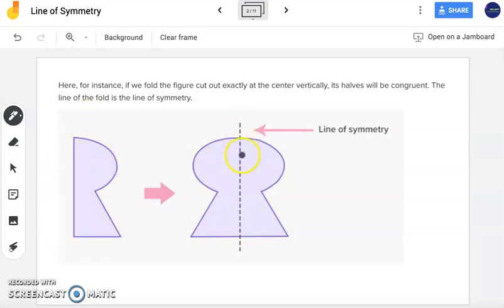So if you were to fold on this line, and let's say this is my figure and I actually folded on this dotted line, you're going to find that both pieces go directly on top of each other. And they're exactly the same amount on the left side of that line and the right side of that line. That proves that this is the line of symmetry, and this figure is symmetrical.